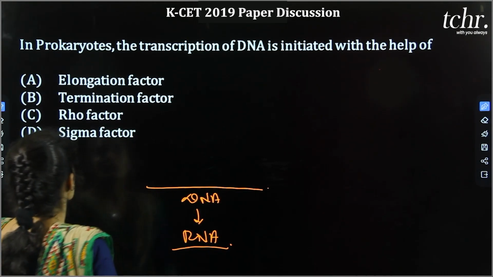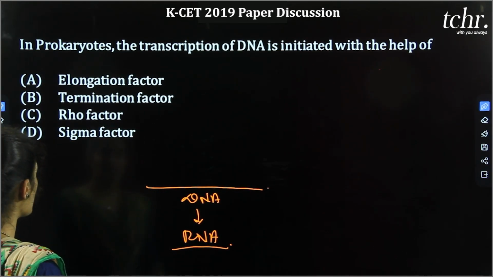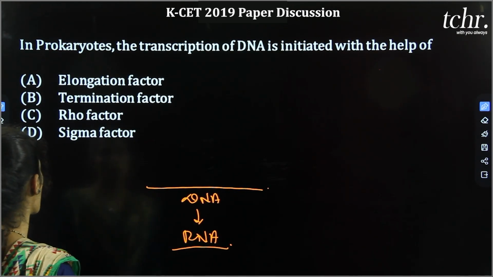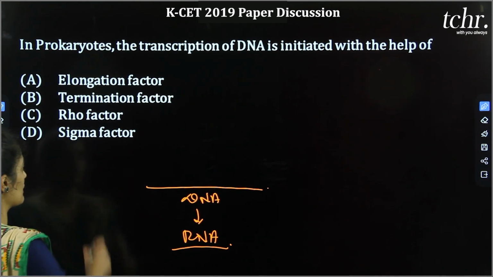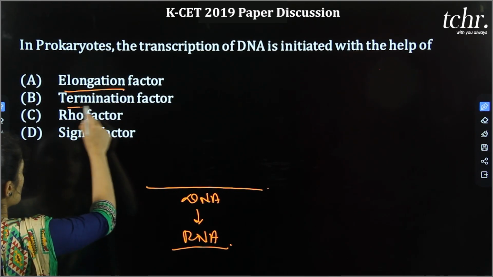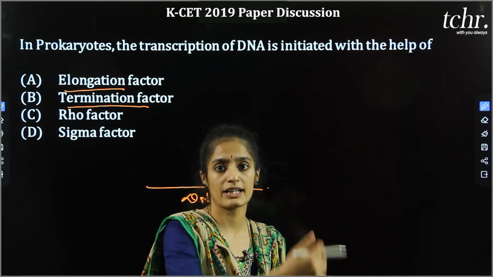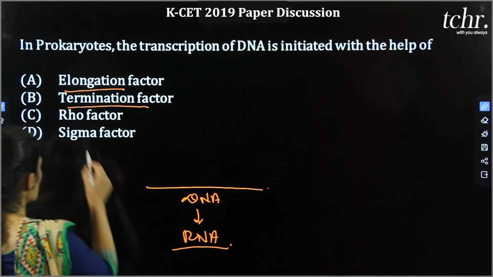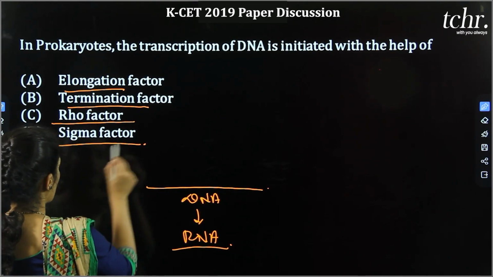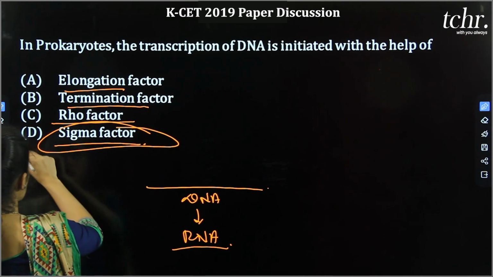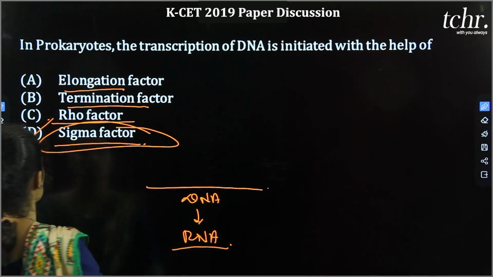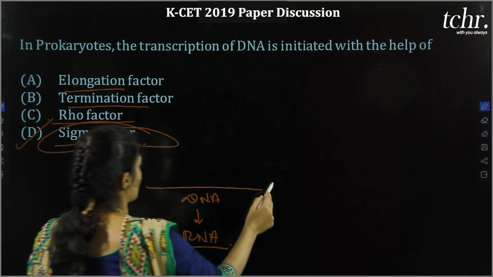So A. elongation factor, B. termination factor, C. rho factor and sigma factor. See, elongation ಮತ್ತು termination factors are actually involved in the elongation ಮತ್ತು termination process ಅಲ್ಲಿ. Rho factor ಮತ್ತು sigma factor ಅಂತ ಇದೆ. Sigma factor is very much important for the initiation. So D is the correct option.